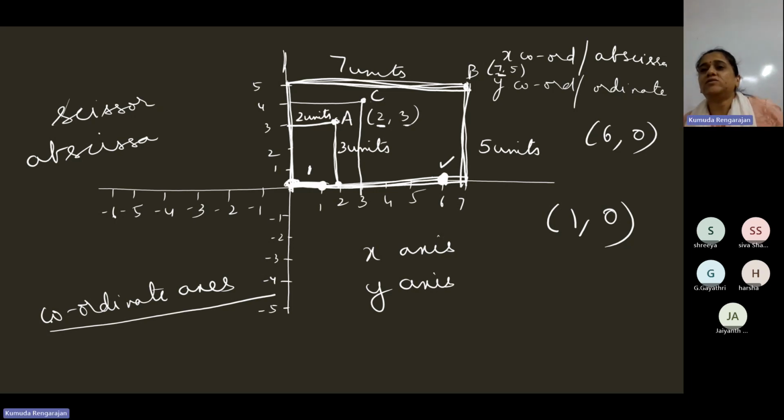So how do we write the address of a point? Distance of the point from the y-axis, comma, distance of the point from the x-axis. So distance of the point from the y-axis is called the x-coordinate. Distance of the point from the x-axis is called the y-coordinate. Opposite meaning: x-coordinate, distance from the y-axis. Y-coordinate, distance from the x-axis.